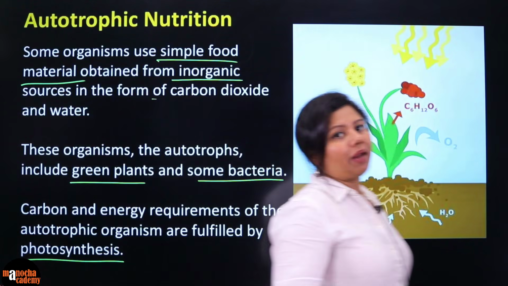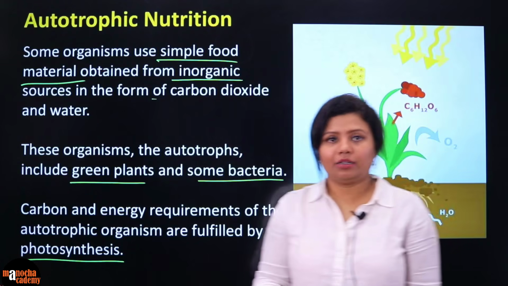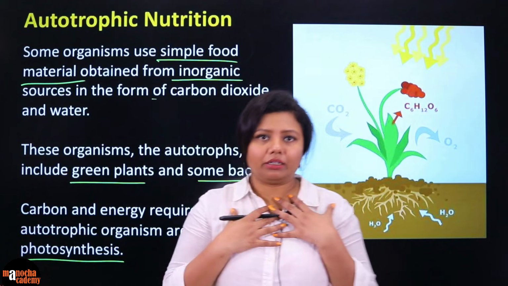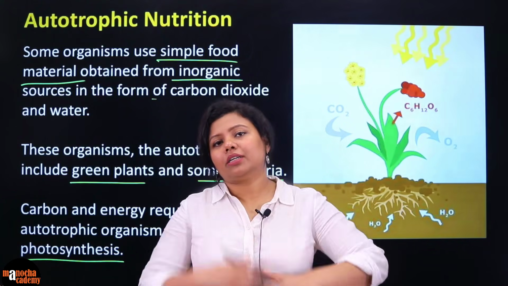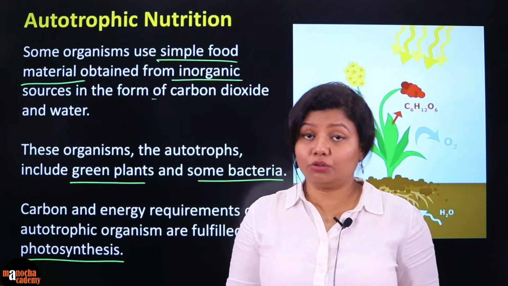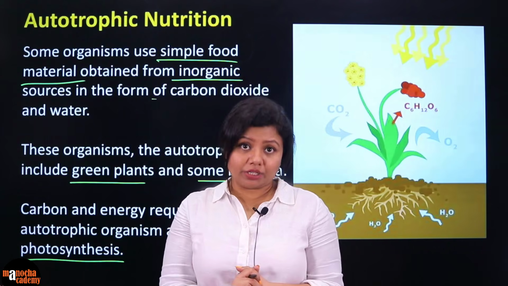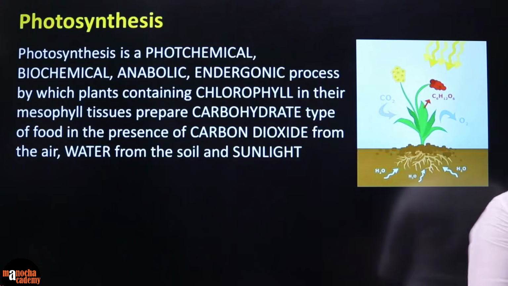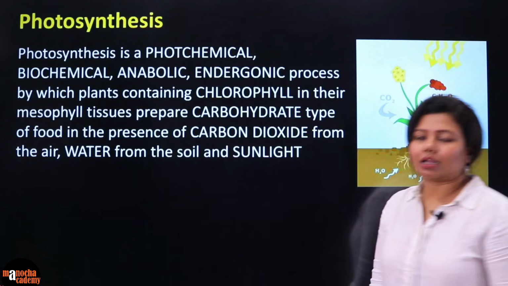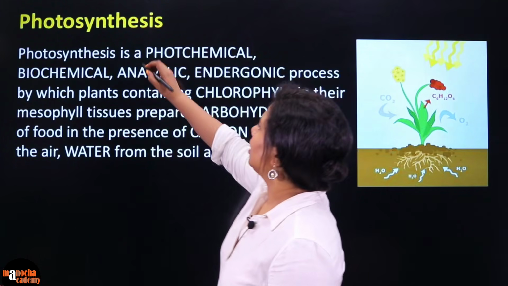So whenever a plant is in need of carbon in the body, like glucose, they take carbon dioxide from the air, convert it into glucose, and use it as food, and that process is known as photosynthesis. So how do we define photosynthesis? Let me first come to the definition of photosynthesis.